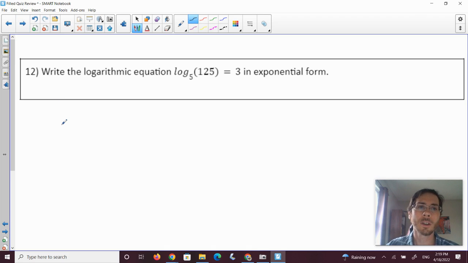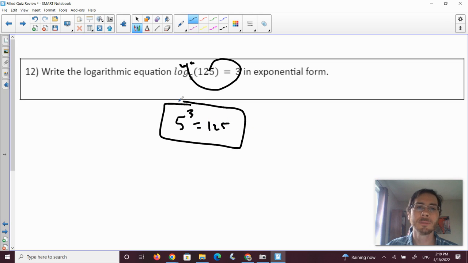For 12, write the logarithmic equation log base 5 of 125 equals 3 in exponential form. Okay, we can do that. All right, I'm done. That's all it is. You could also choose to exponentiate both sides to the 5th power. So you could go 5 and then 5 and get to the same answer.